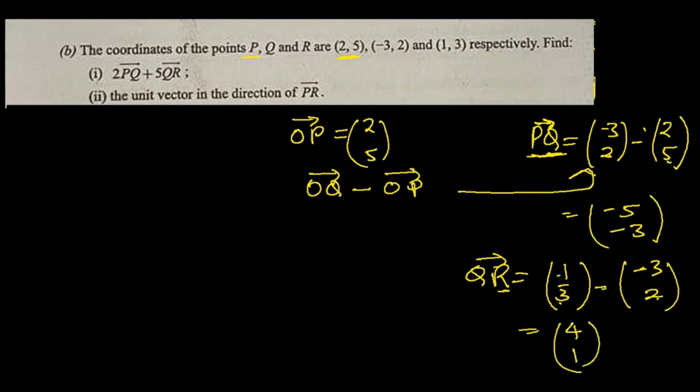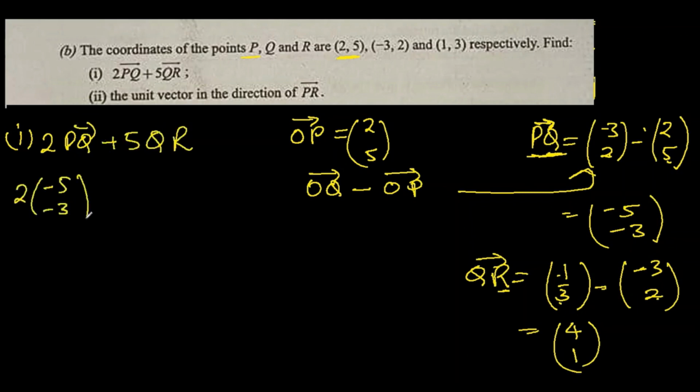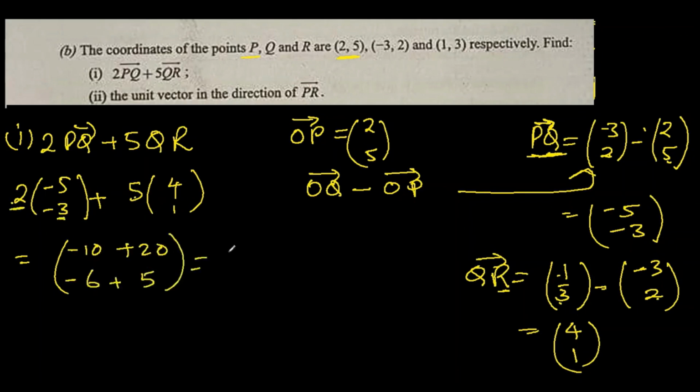So we know PQ and QR now, and we can go to our question, which was 2PQ plus 5QR. So 2 times PQ, which was minus 5, minus 3, plus 5 times QR, which is 4, 1. So it will be equal to 2 times minus 5, minus 10, plus 5 times 4, 20. 2 times minus 3 is minus 6, plus 5 times 1, 5. So the answer is minus 10 plus 20, 10. Minus 6 plus 5, minus 1. That is 2PQ plus 5QR.